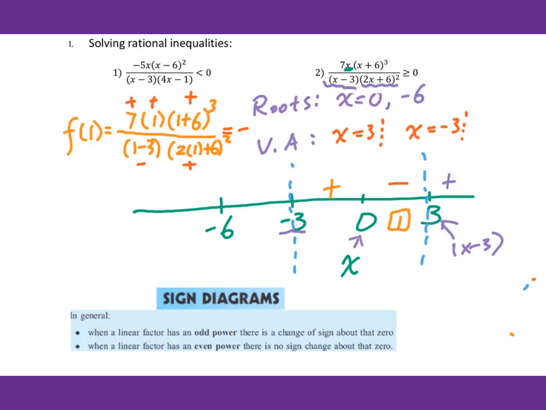How do we get this negative 3? We got it from the factor (2x plus 6) squared. Even power, no sign change. On the right side it is positive, so on the left side of this negative 3 will be positive. Then for negative 6, I got it from (x plus 6) to the third power. Third power is still an odd power, so there is a change of sign about this zero. On the right side of negative 6 is positive, so on the left side of negative 6 will be negative.